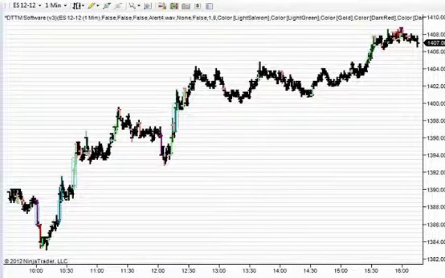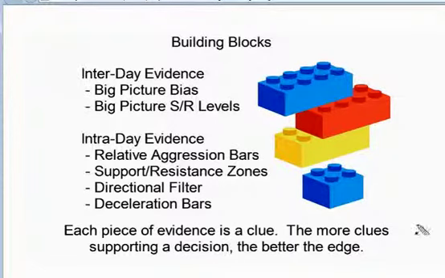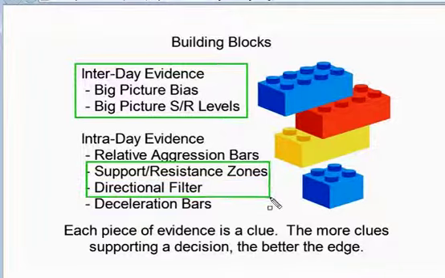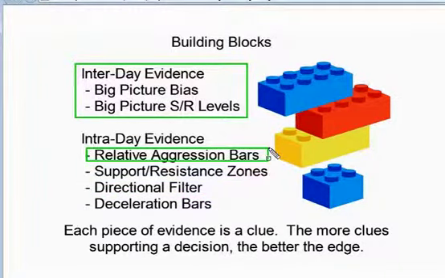So I wanted to do that and just look at nothing but the aggression bars. To make a little bit of sense of that, we have various tools that we look at within our software and within this idea of how we try to make sense of the market. For this video, I'm not going to worry about the bigger picture levels, the real-time support resistance zones, or the filter with the deceleration bars. I just want to hone in on what we call the relative aggression bars, as well as a subset of that, which is what we call high velocity moves.